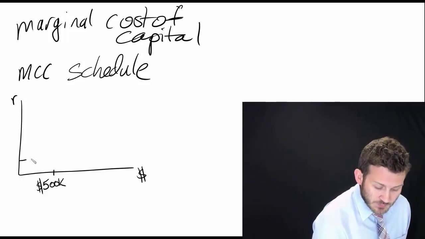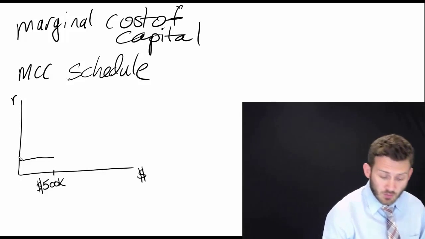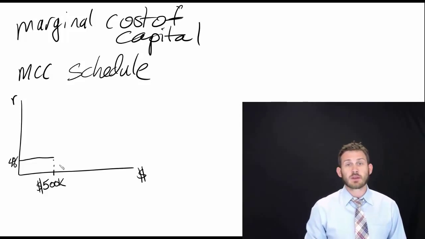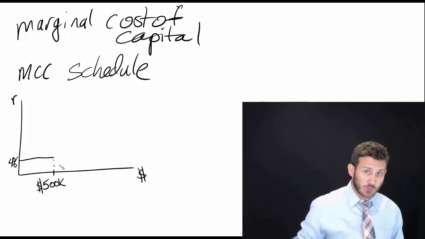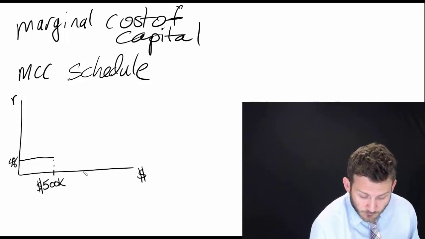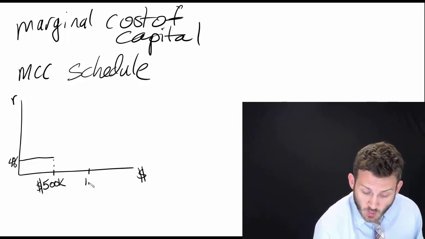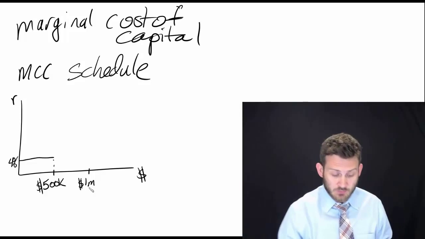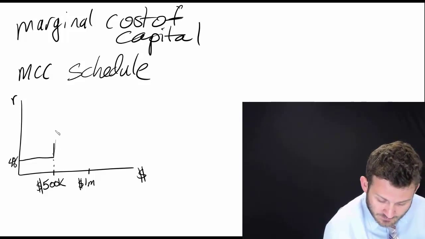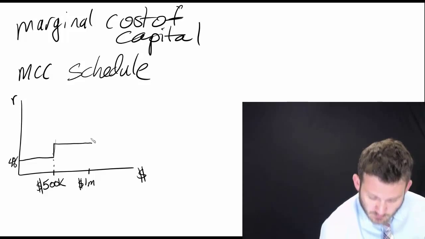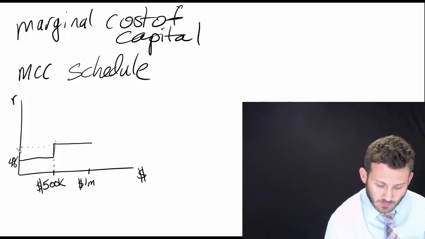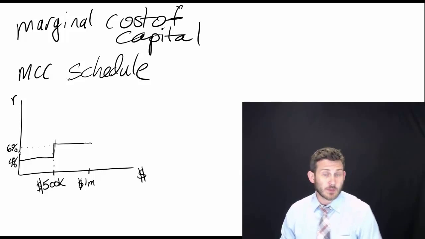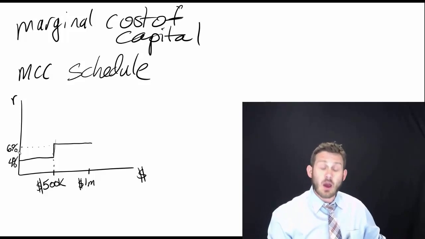Let's say for that first $500,000 I am able to borrow at, say, 4%, okay? So I can borrow up to $500,000 at 4%. And then let's say for the next $500,000, up to $1 million, the difference from the $500,000 to the million is $500,000. Let's say that from 500,000 across to 1 million, that amount is at 6%, okay? So where am I going to borrow money first? I'm going to borrow money first at 4%, and when I run that out, I'm going to start borrowing at 6%, okay?